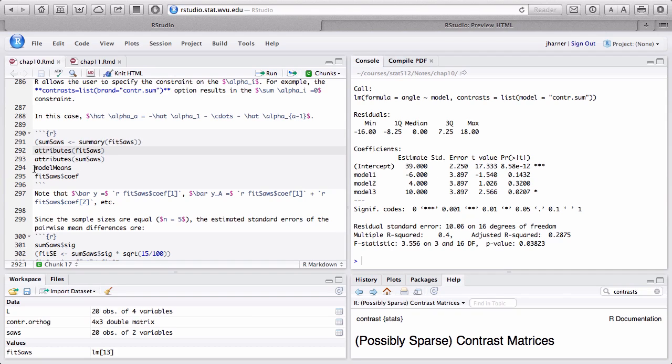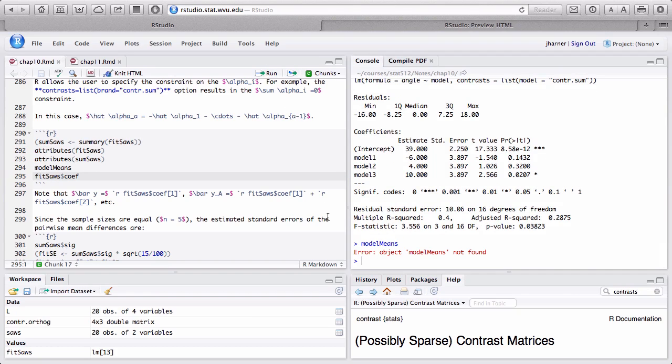Okay, and again, here are the model means, and you can verify, where did I compute model means? Model means is something I computed previously, but take my word for it. It's equal to 33, 43, 49, and 31.